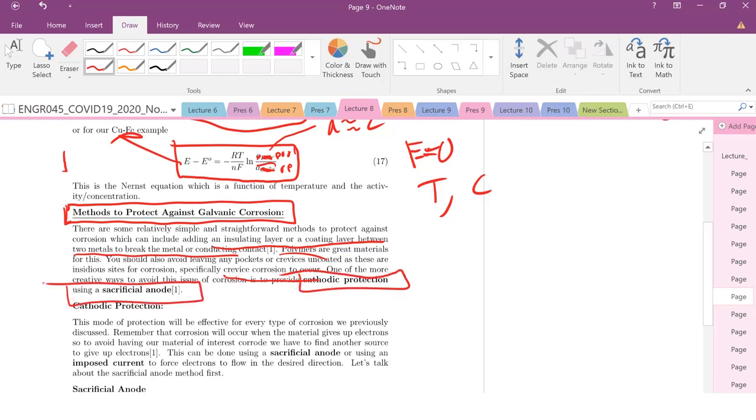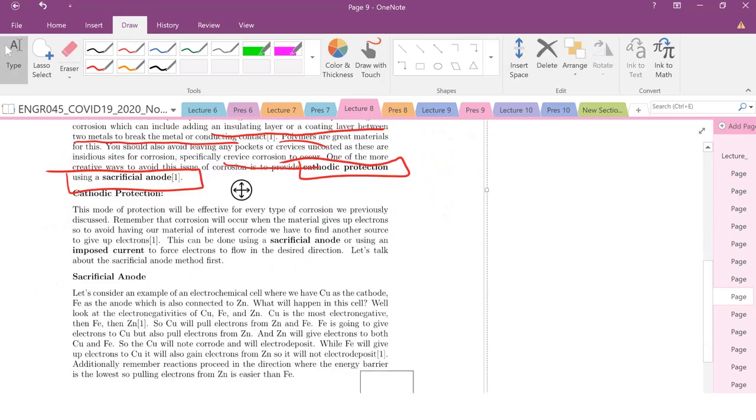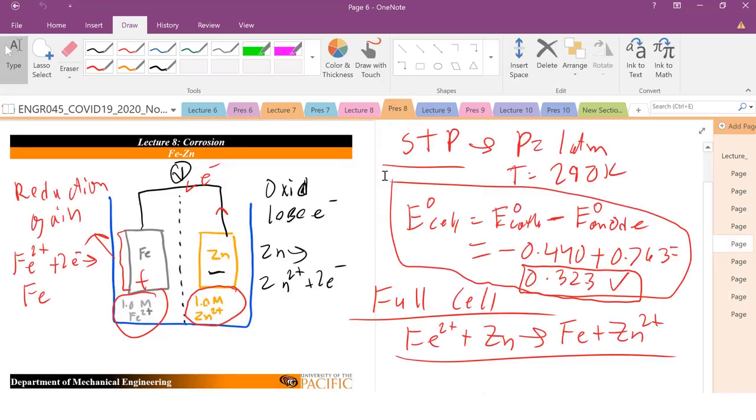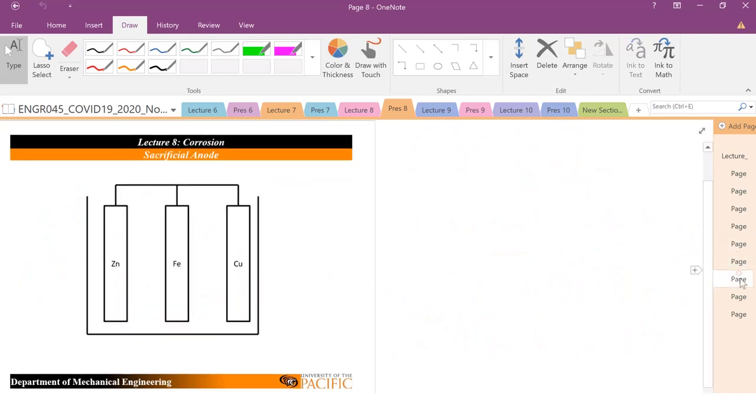But let's say you just want to still work with metals. One way you could do it is with this idea of a sacrificial anode, or cathodic protection right here. So let's talk about a sacrificial anode first, because the other one basically uses this imposed current. We'll talk about that in just a second. So let's look at an example of a sacrificial anode. What is going to happen here?